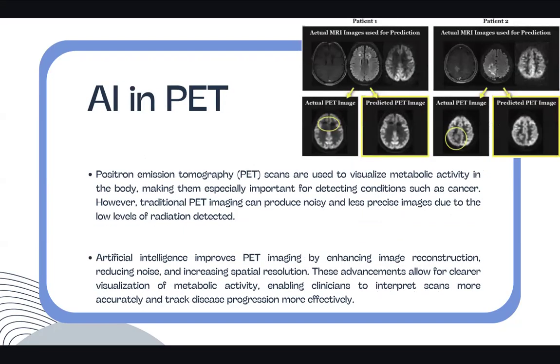Without further ado, let's talk more about AI in PET scans. The impact of PET scans is really significant. PET scans are used to visualize metabolic activity, which is especially important for detecting diseases like cancer. However, PET scans can be noisy and less precise. The way that AI helps radiologists is that it can reduce noise and enhance image clarity, allowing for more accurate interpretation and better tracking of disease progression. AI also expands what PET imaging can do, so it improves detection and localization of disease. It supports early diagnosis, like I mentioned before. In addition, emerging research shows that AI can generate PET-like images from MRI data, which could also reduce radiation exposure and the need for multiple scans.